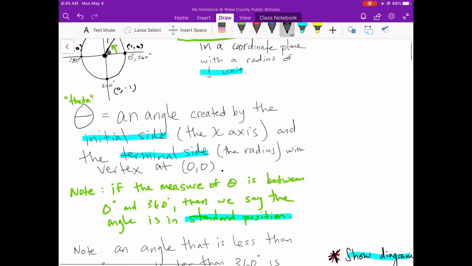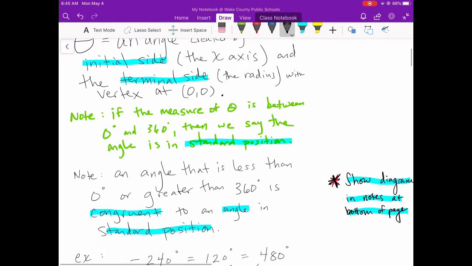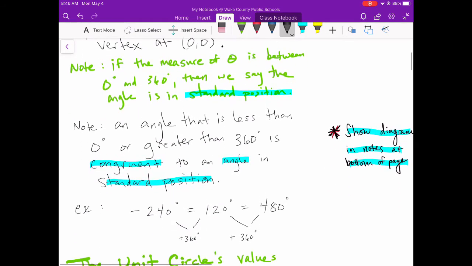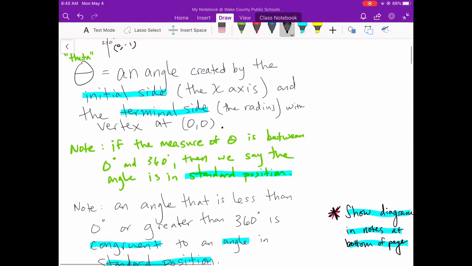So you might be thinking, what are you talking about? Okay, so first things first, let's talk about this idea of a standard position.